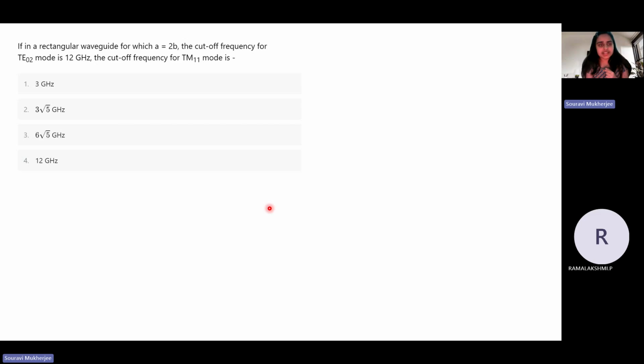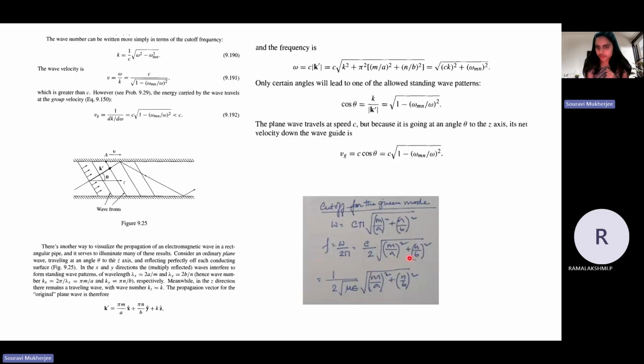Now, there's another question which says that you have a rectangular waveguide for which A is equal to 2B. That means if you know A, you can find B and vice versa. The cutoff frequency for TE02 mode is 12 gigahertz. What is the cutoff frequency for TM11? We know the equation, and it's in hertz, so we have to use this relation. This is your expression for cutoff.